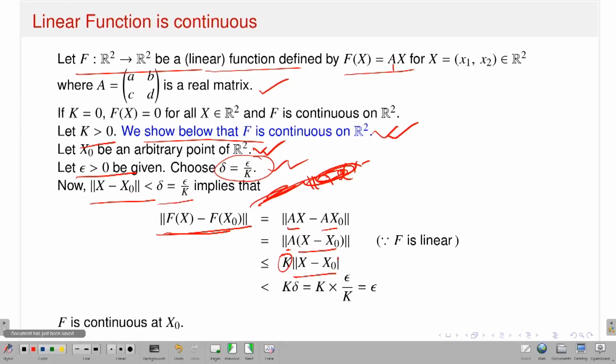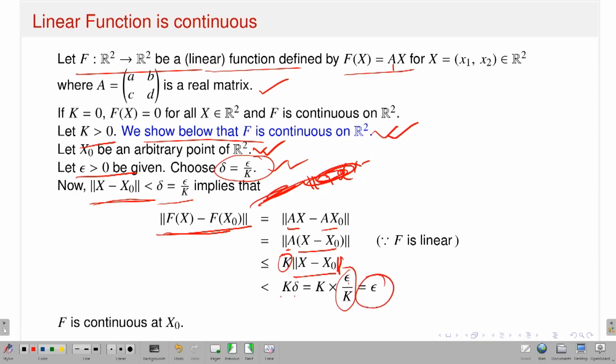Okay, this is a typo, this should be a norm. I am starting with the norm of x minus x naught, which is less than epsilon by k. So, that means this should be less than k times delta, and what is delta? Delta is epsilon by k, which is nothing but epsilon.